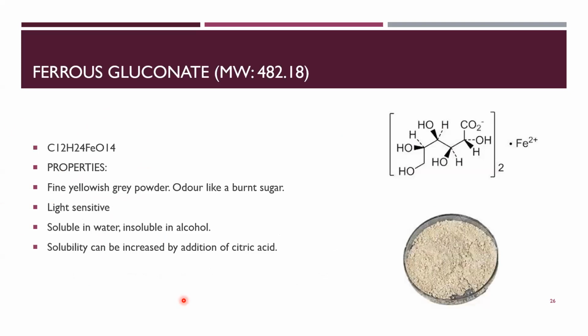Then the second inorganic compound under hematinics is ferrous gluconate with molecular weight of 408.2. This is the formula of ferrous gluconate. The properties: it is a fine yellowish grayish powder with odor like burnt sugar. It is light sensitive, therefore the work of assay will be done in a light protected environment. It is soluble in water but insoluble in alcohol. Solubility can be increased by addition of citric acid.